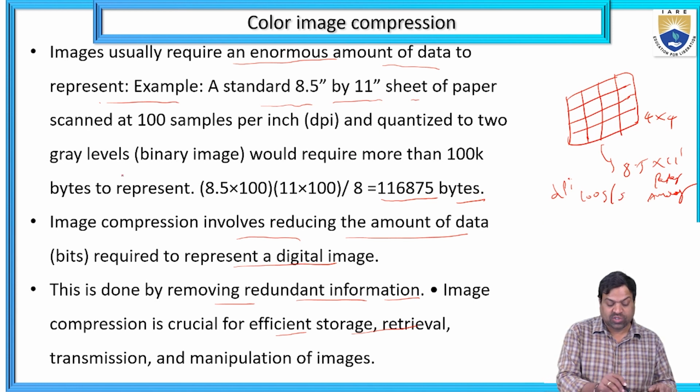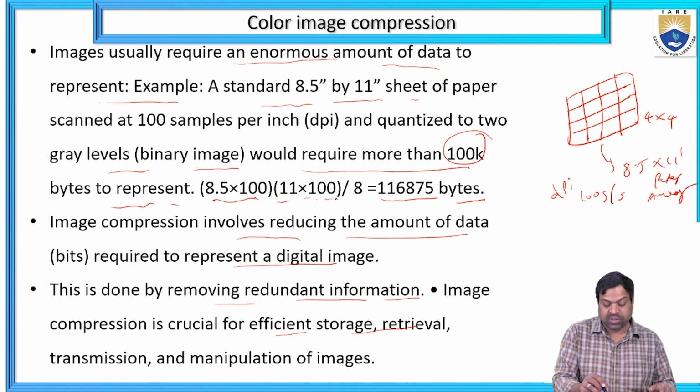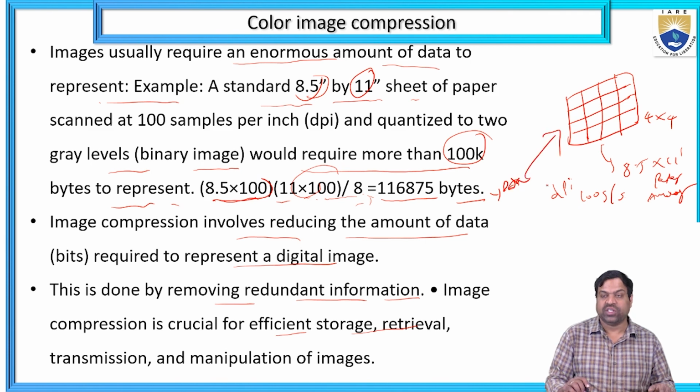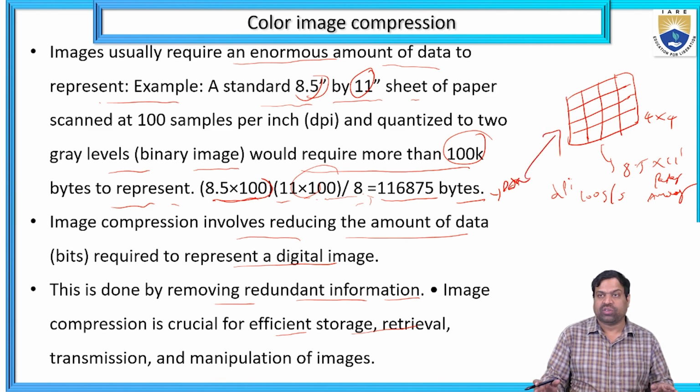So it is quantized to 2 gray levels, or a binary image, which would require more than 100k bytes to represent. That is 8.5 into 100 into 11 into 100 by 8. So 11 inches is there, and I need 8.5. So 8.5 into 100 and 11 into 100 divided by 8. Total size is 8 bit. So 1,16,875 bytes of data I need in this image. So it is not possible. Why? Because I need image compression.